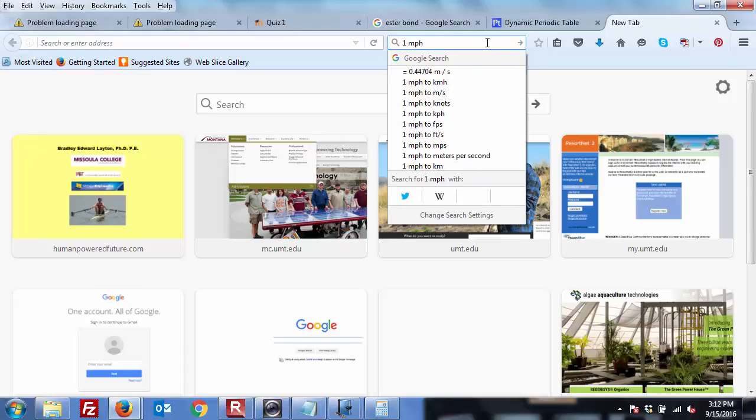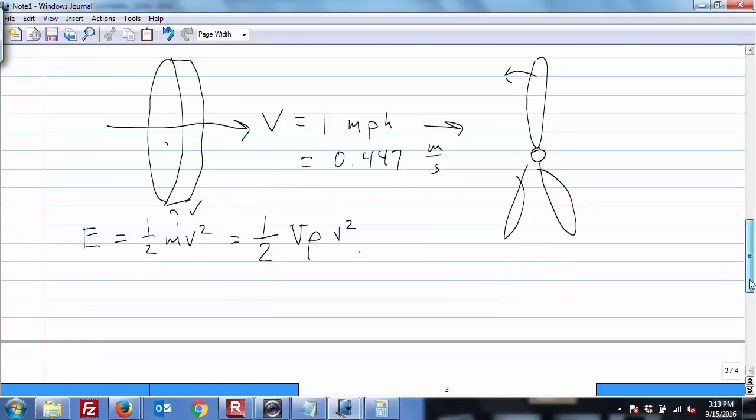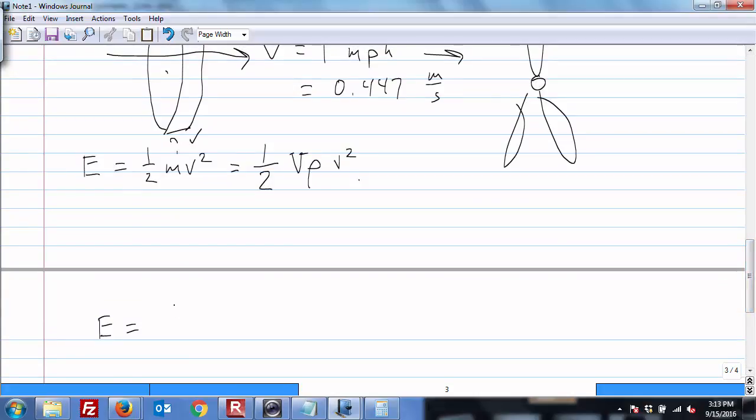Google is reading my mind already. So 1 mile per hour is 0.447 meters per second. Here's my 1/2. My volume is 1 cubic meter.